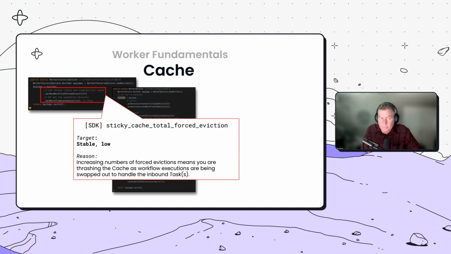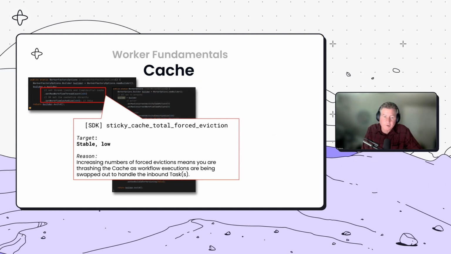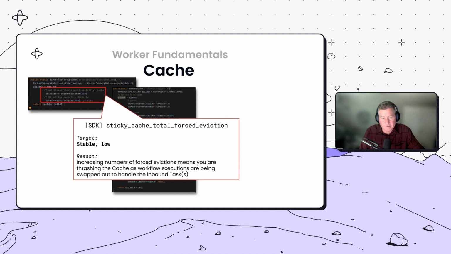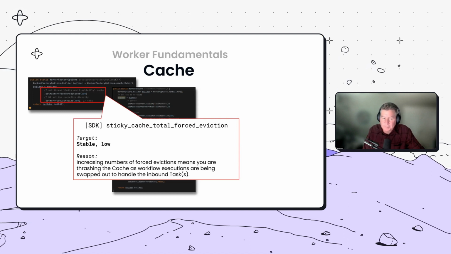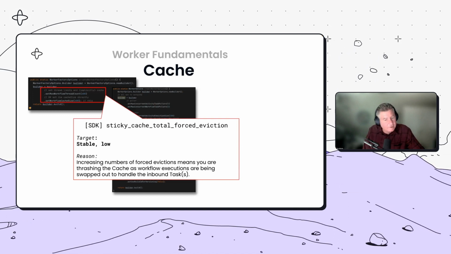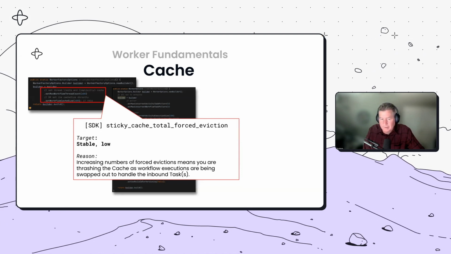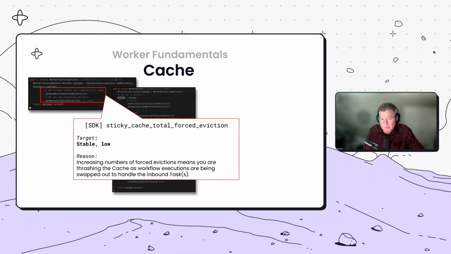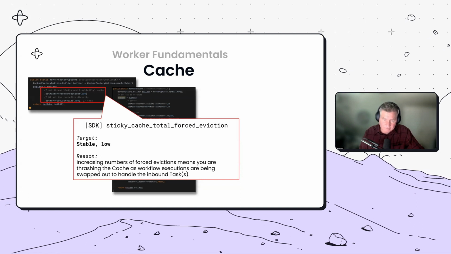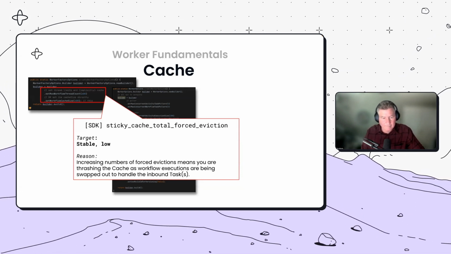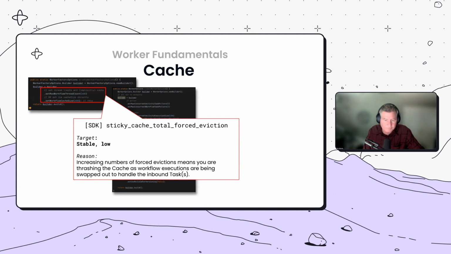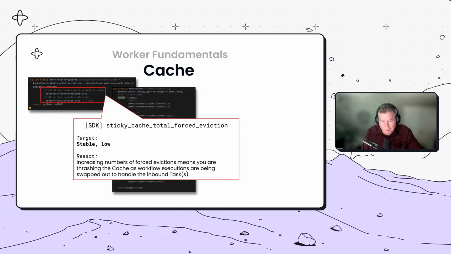That's why you would potentially want to watch this metric as well, the sticky cache total forced eviction count. This should be pretty stable. It should be pretty low. If it's increasing, then that's a pretty good indicator that you're thrashing the cache. And so you should probably increase your cache if your compute resources can handle it. If they can't, then we need to figure out what we're going to do about that.